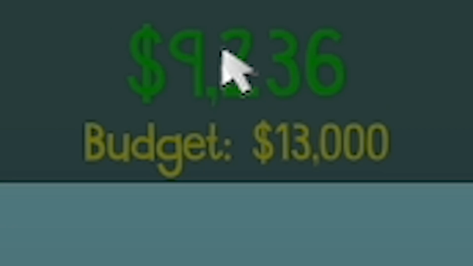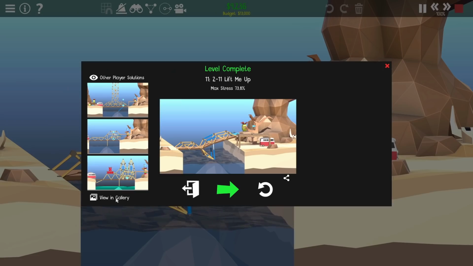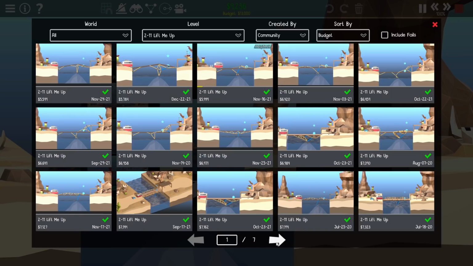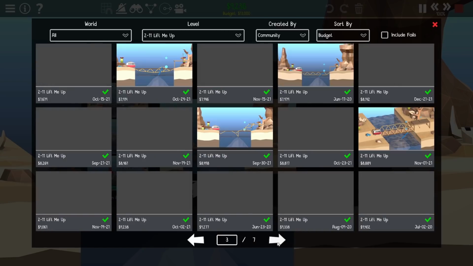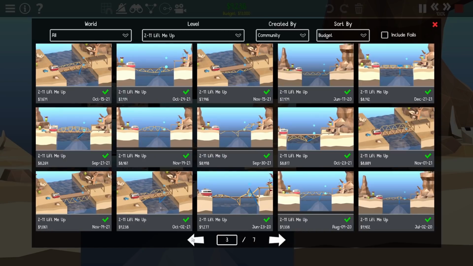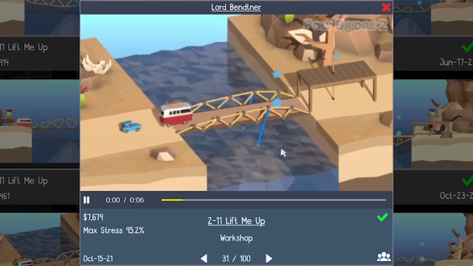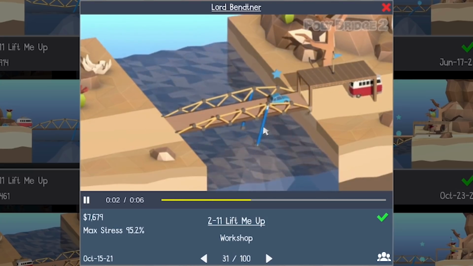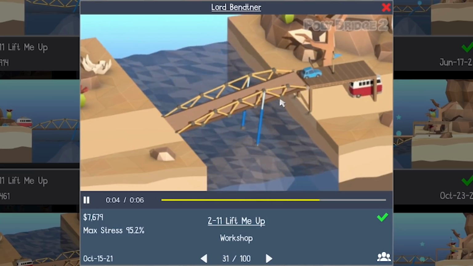Oh, 9,200. Let's see how we did in the gallery. We're not on the first page. We're not on the second page. We're on the third page. Okay. Oh, I'm looking at these. Look, most people just did a bloody... Oh, I could have done that. Why was I overthinking it? Damn it. But the cheapest solution, no problem.